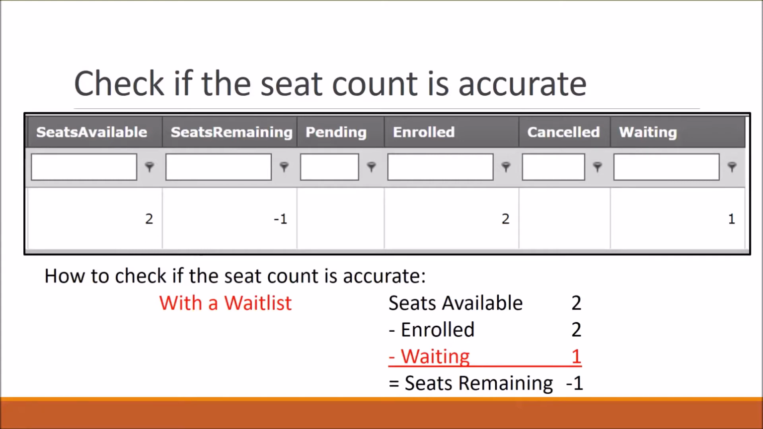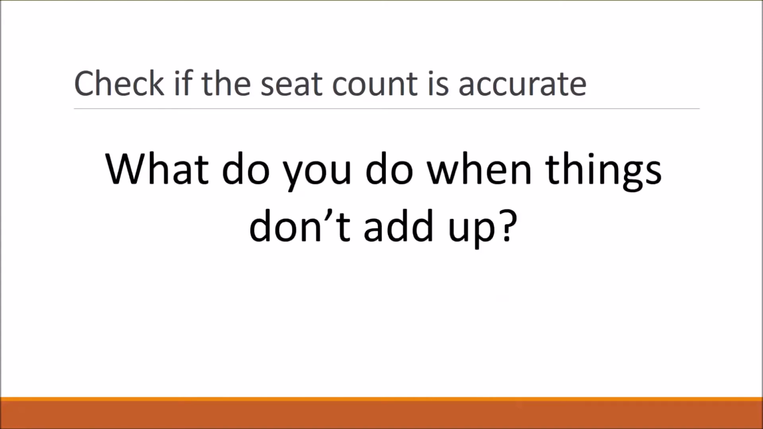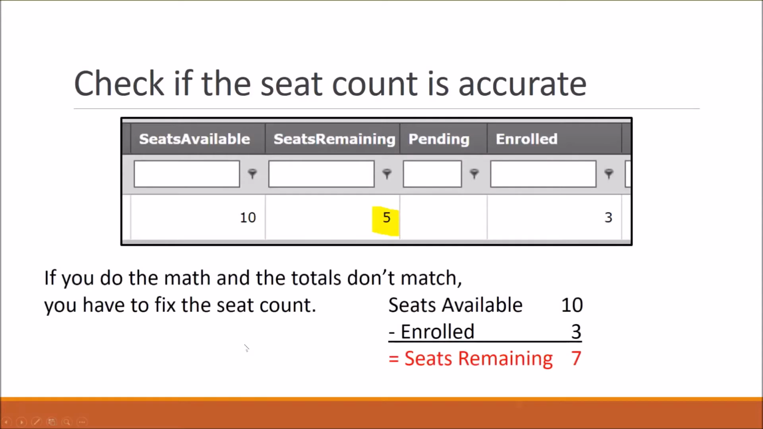Okay, so moving on. But what happens when things don't add up? Let's look at an example where the math isn't accurate. Here I've got seats available, 10. I've got enrolled as 3. Well, my total should be 7, but if I look up here in my example, it's 5. So I can tell right away something went wrong along the course of it, and it's often hard to know exactly what happened.